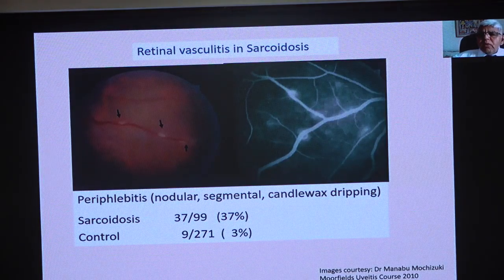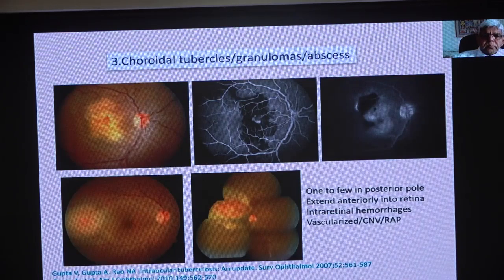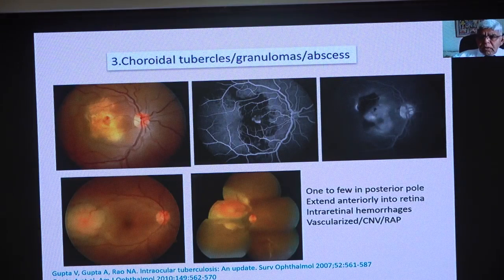This has to be differentiated from sarcoid. Now, unlike the diffuse segmental involvement of the veins in tuberculosis, in sarcoid uveitis there is this candle wax, nodular, segmental involvement, which shows a very focal reaction, unlike what we saw: the extensive capillary non-perfusion, a lot of hemorrhages, and the perivascular infiltrates that we see along the retinal veins in TB uveitis.